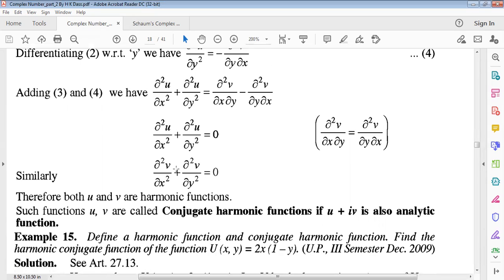Laplace equation. Remember it. Similarly, we can prove another one for b, a function of x y: del square b by del x square plus del square b by del y square is also 0. So this is also the Laplace equation for the b function, and this is the Laplace equation for the u function. Therefore, both u and b are harmonic functions. Such functions u, b are called conjugate harmonic, because u plus ib is also an analytic function.